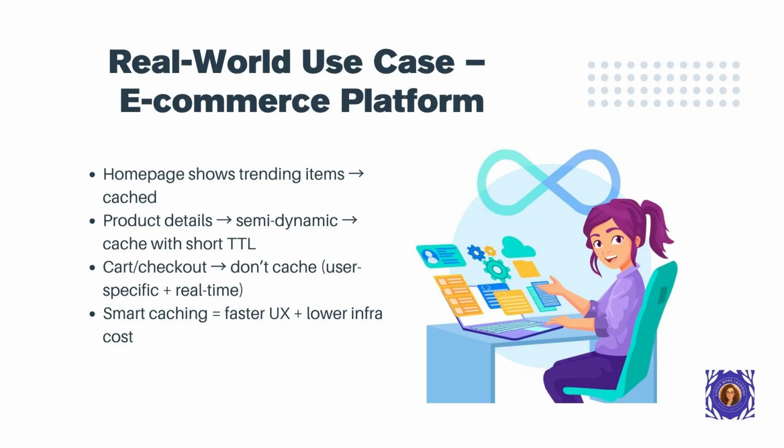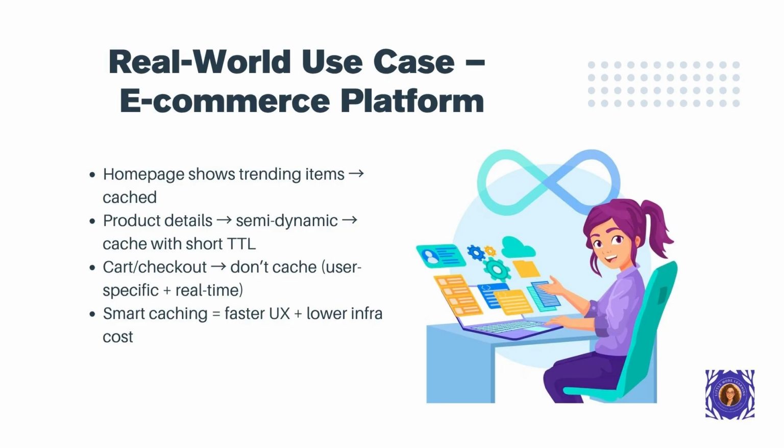Let's apply caching to a tangible example, an e-commerce platform. The homepage, which might display trending items or static promotional banners, is an excellent candidate for aggressive caching. Its content changes infrequently relative to its access frequency, so it can be cached for a relatively long duration. Product detail pages, which are semi-dynamic, e.g., prices or stock might update occasionally, can be cached with a short TTL, time to live. This balances performance with data freshness.